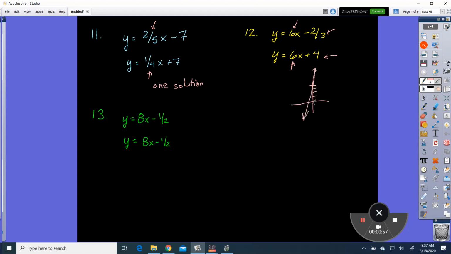This one starts at negative 2/3, so it's right here. Well, it goes up 6 and over 1. And so it looks like this. So these are parallel. Well, they're supposed to be, but my drawing kind of... But anyways, they're parallel, so they'll never cross. So there are no solutions. They'll also say in the book inconsistent or something like that. Inconsistent.